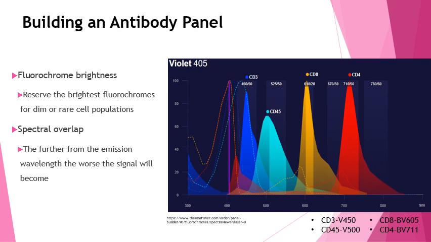But the thing you want to look at is to make sure that you keep the brightest fluorochromes for your more rare or dim populations. So you're going to want to use fluorochromes that are really bright for monocytes or NK cells, maybe dendritic cells, or even the subpopulations if you're not really interested in looking at the other subsets.